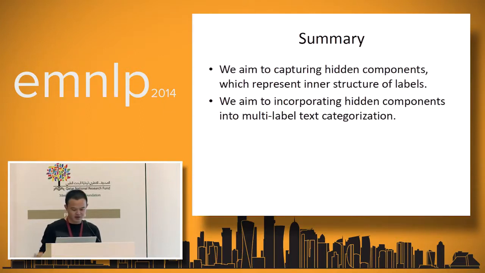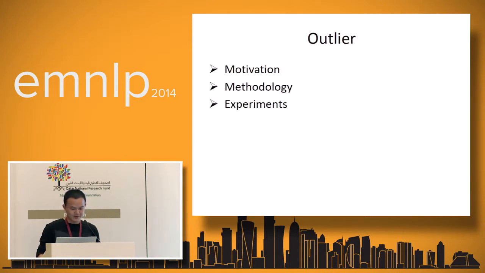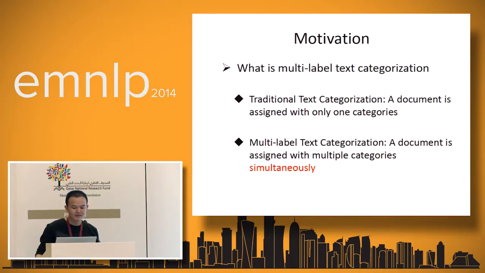In our work we aim to capture hidden components which represent the inner structure of labels. We aim to incorporate these hidden components into multi-label text categorization. This is our outline. Now let me introduce what is multi-label text categorization.